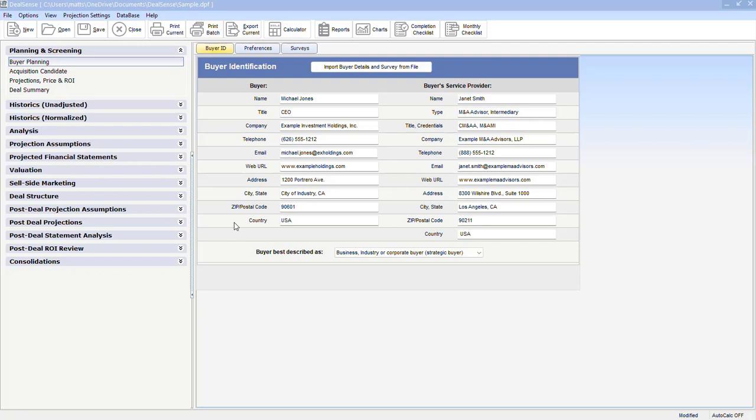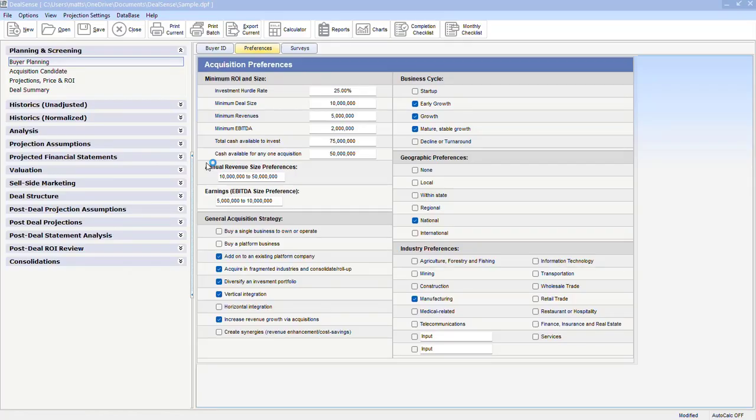The first step is to enter contact information for the buyer and the buyer service provider. The buyer description defaults to strategic, but you can change that. Also, you can import your planning inputs from another DealSense file to save time.